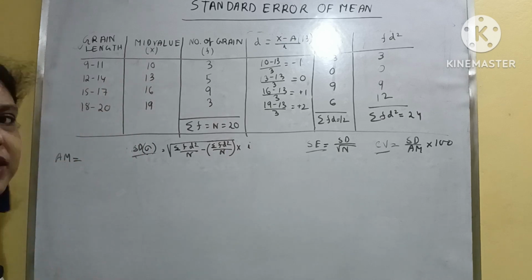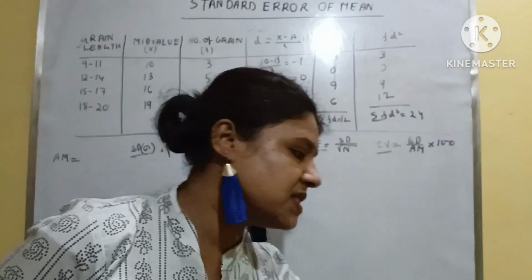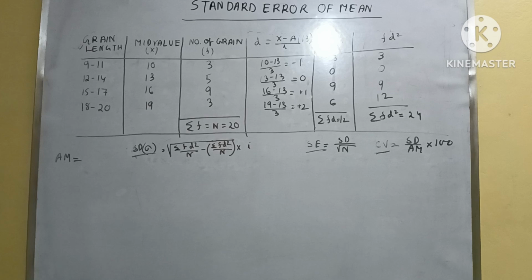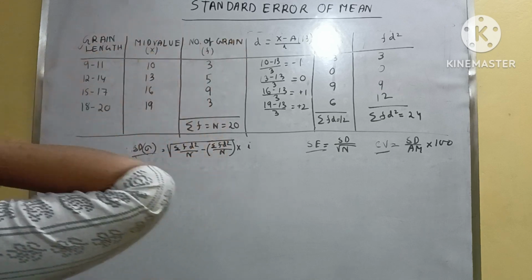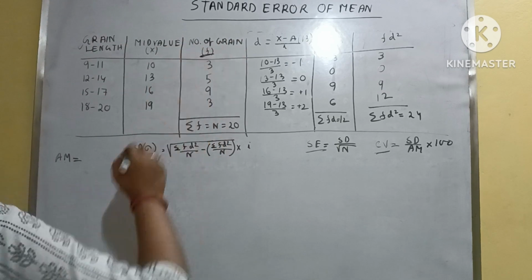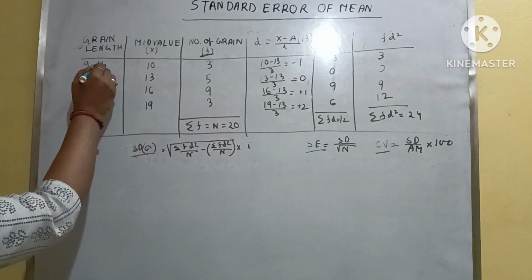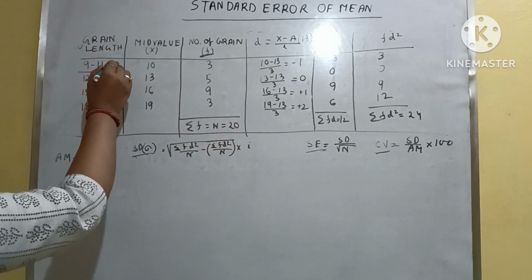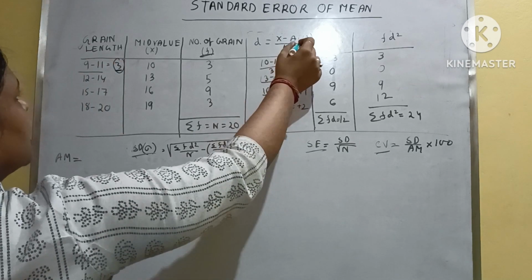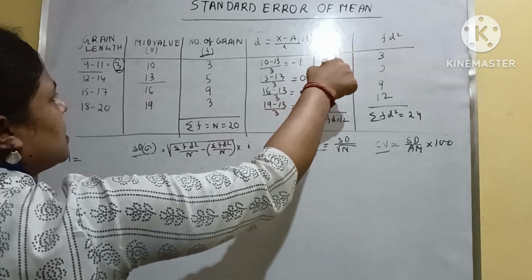How to calculate the mid value I have already explained, so you can check the first video on standard error or arithmetic mean. So this is the mid value. First we calculate the mid values, and then the number of grains, F. D is calculated by the formula (x minus A) by I, where I is the width. Here the width is 3, and 13 is the assumed mean.